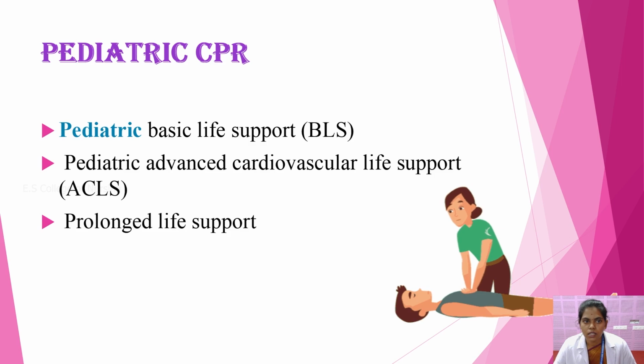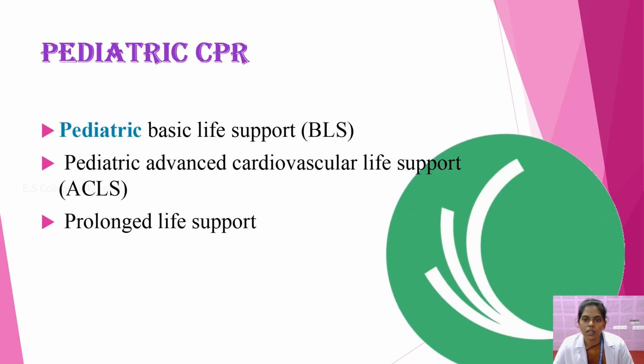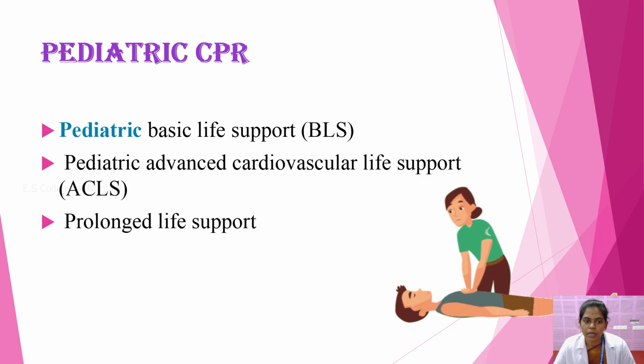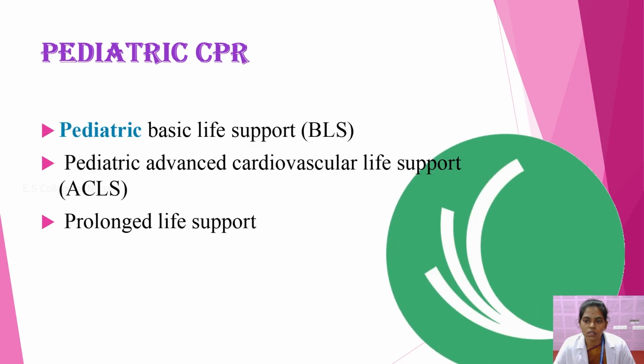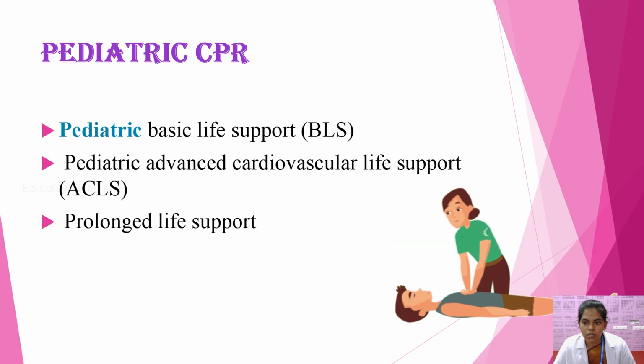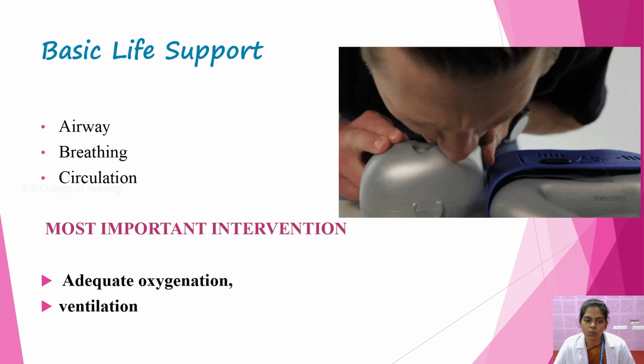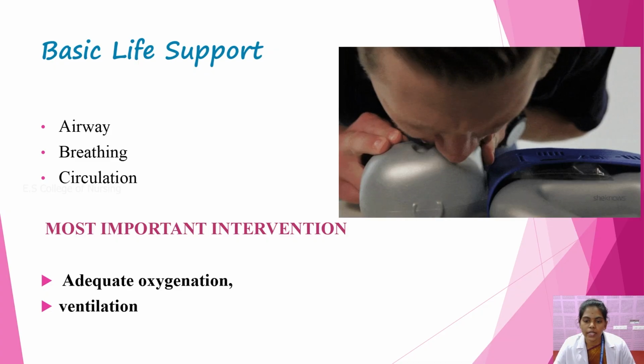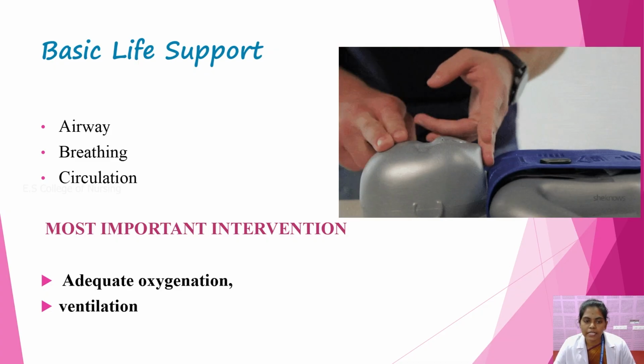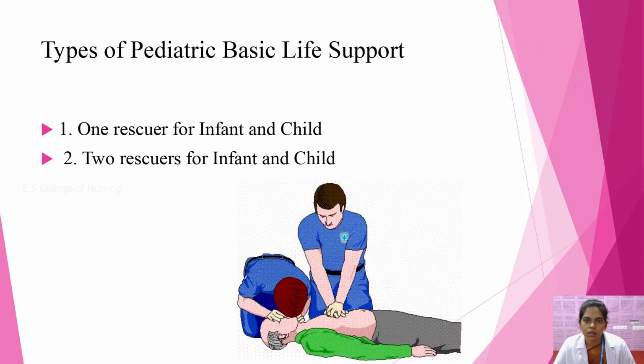The next one is pediatric CPR, which means pediatric basic life support and pediatric advanced cardiovascular life support, then prolonged life support. Next, basic life support. The most important interventions are airway, breathing and circulation. It has two types: one rescuer or two rescuers, which can be used for infants or children.